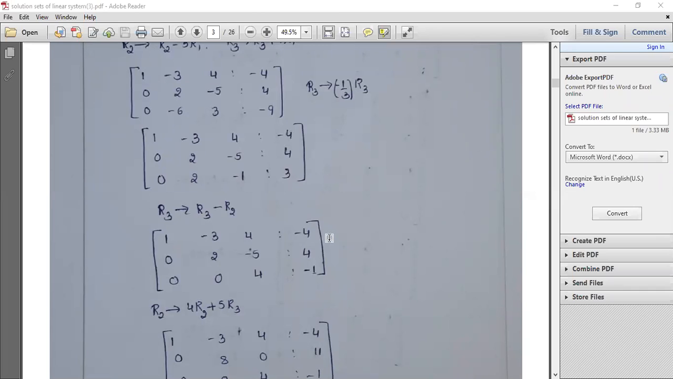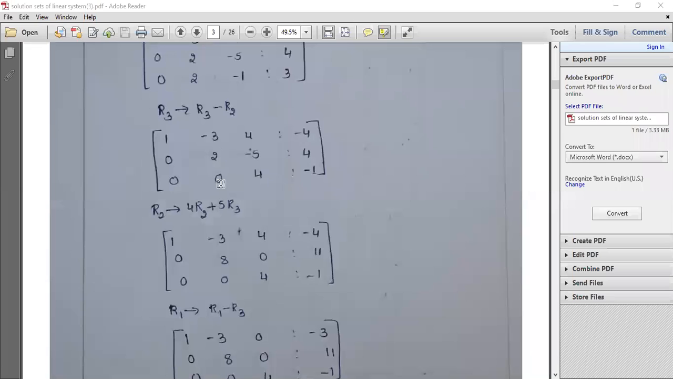So this is 1 minus 3, 4 minus 4, 0, 2, minus 5, 4, and 0, 0. This is minus 1, minus of minus plus. So it is plus 4. Then 3 minus 4 is minus 1. Okay. So now I think all these terms are 0. Okay. And what we will do now? We want to make this term 0. For that, what I'll do? I'll multiply this with 4 and this with 5. That is R2 changes to 4 times of R2 plus 5 times of R3.